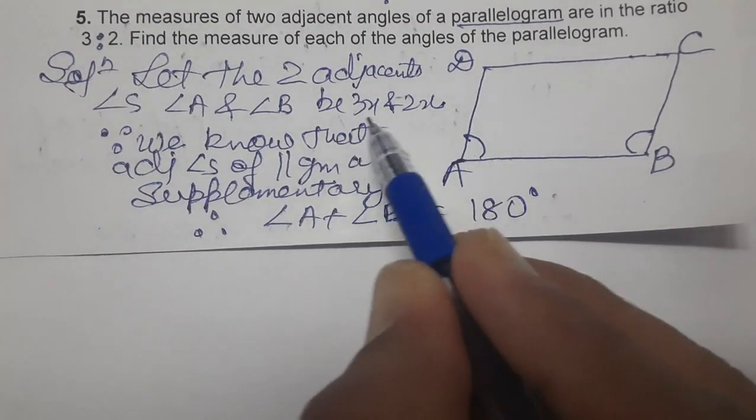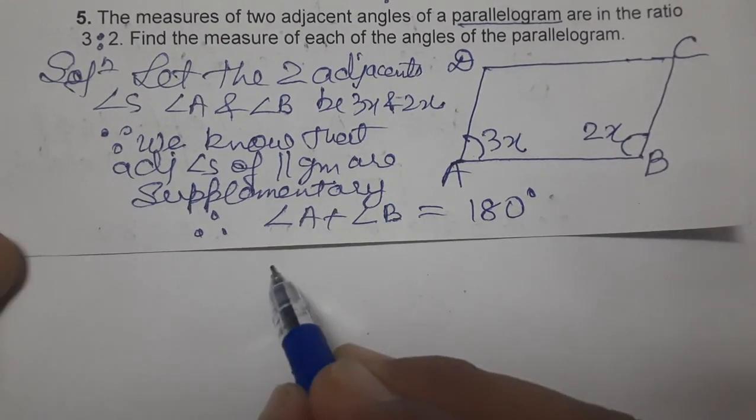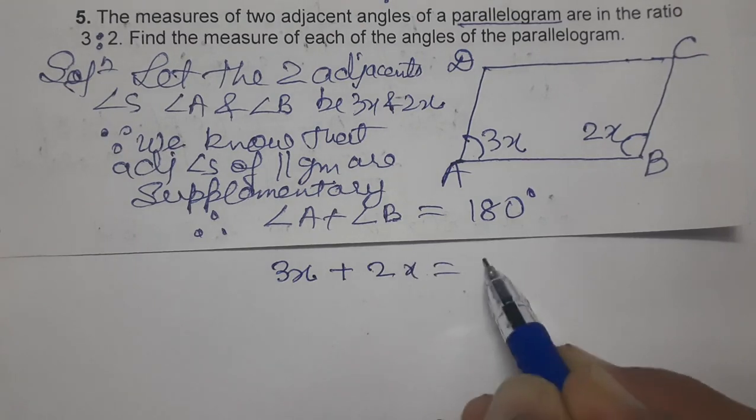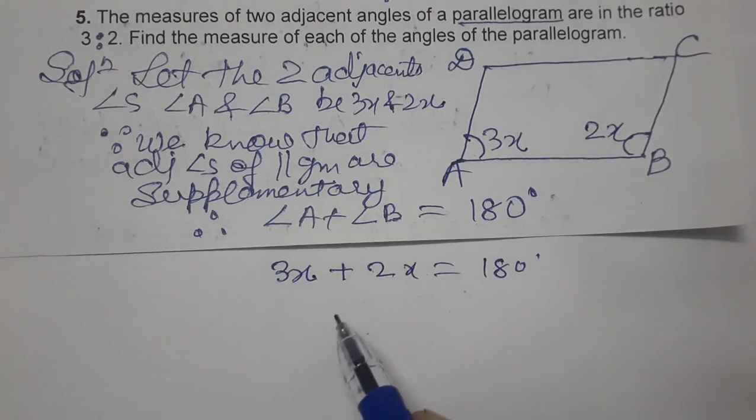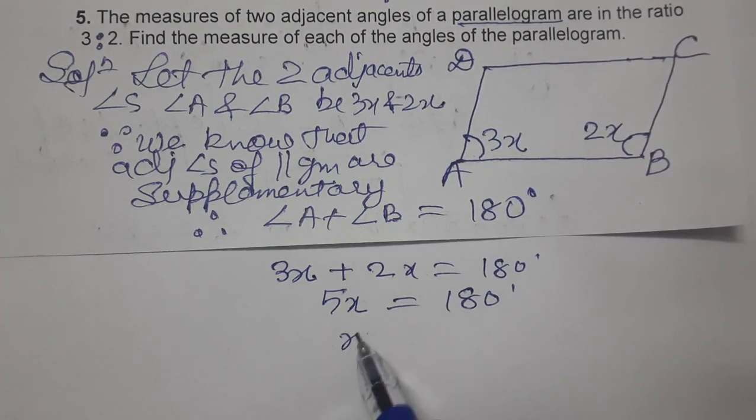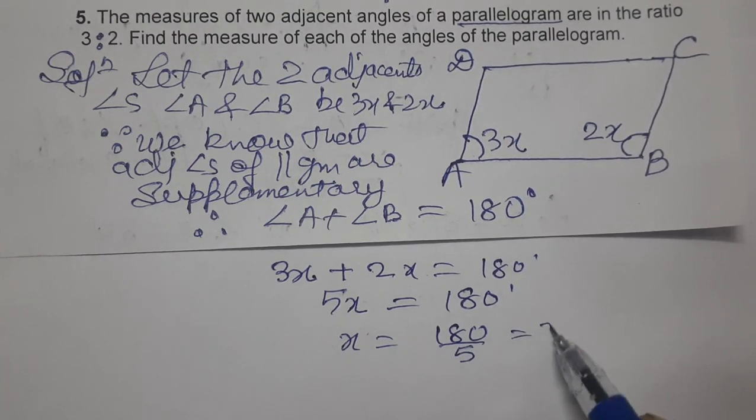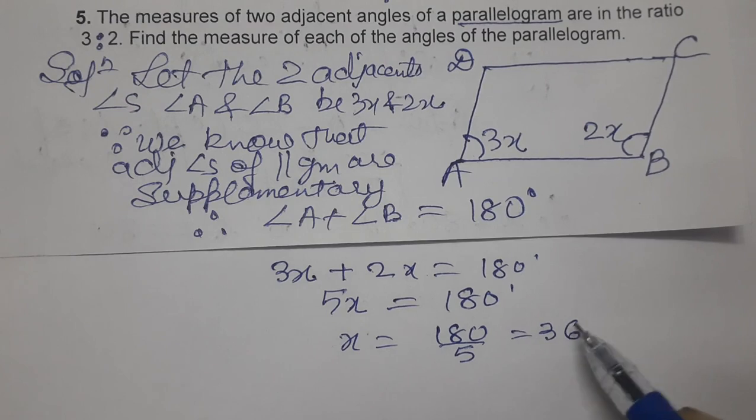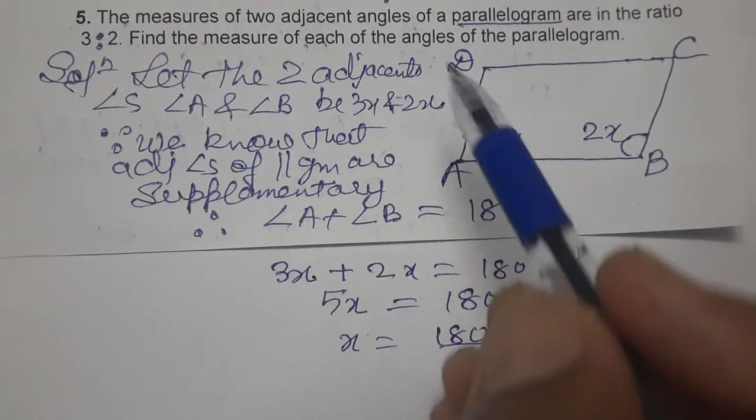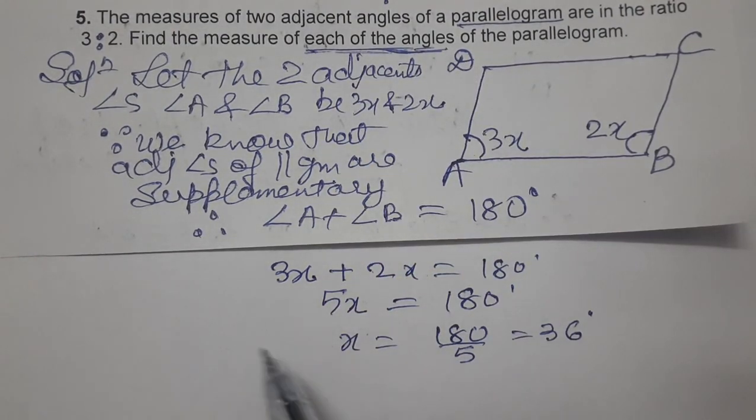Angle A is 3x. Angle B is 2x. So put the value: 3x plus 2x equals 180 degrees. 3x plus 2x, 5x equals 180 degrees. x equals 180 by 5. So x is 36. Now we have to find the measure of each angle. We have to find out all the angles of the parallelogram. So let's find out all the angles.